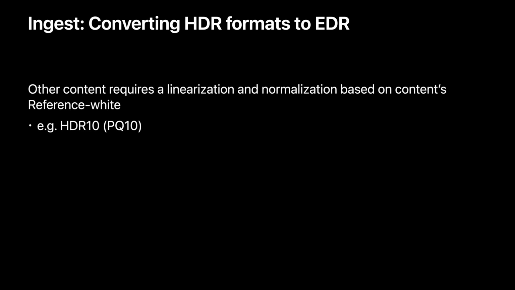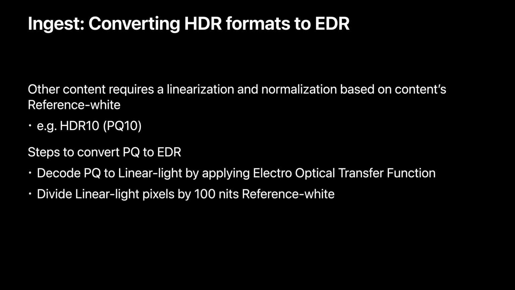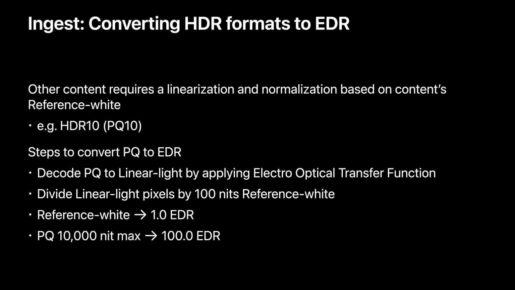AV Foundation does not presently decode HDR formats, such as HDR10, to EDR. Consequently, these need to be adapted for use with EDR rendering. This conversion is straightforward and involves two steps. First, converting to linear light by applying the inverse transfer function, and second, dividing by the medium's reference white, for example 100 nits for PQ content, so that reference white will be mapped to EDR 1.0, and the maximum PQ 10,000 nit value will map to EDR 100.